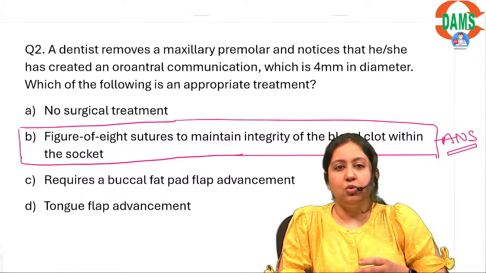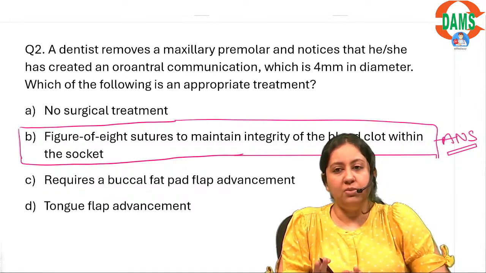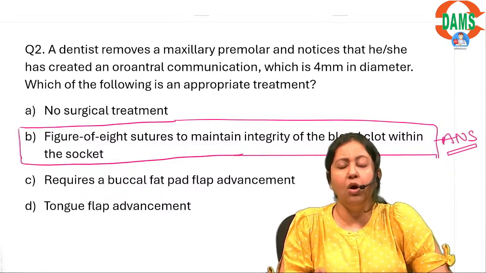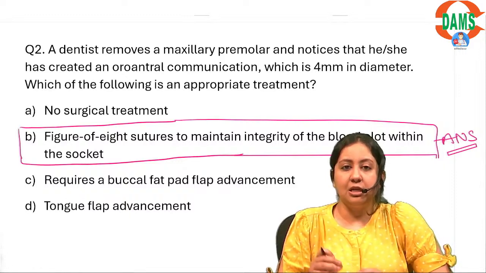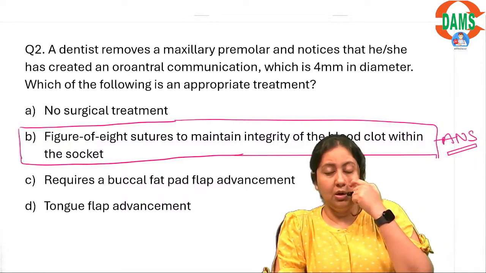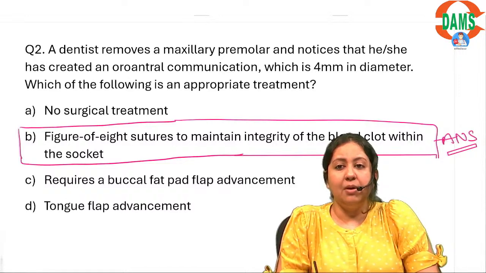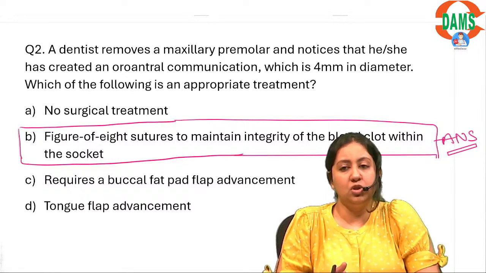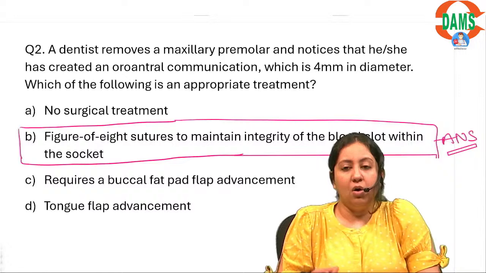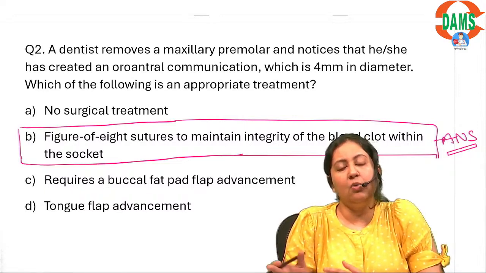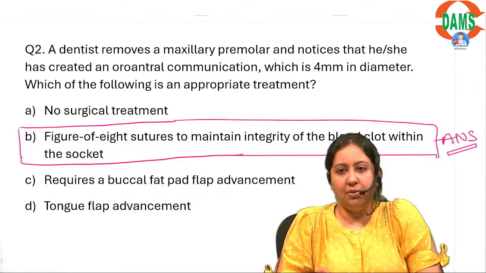Alright, so just to quickly run through it: less than 2 mm, you observe the patient, you don't do anything, you keep the patient under observation, under follow-up. After 2 weeks, if the communication is still persistent, you go for closure. In 3 to 6 mm, your aim is to organize and stabilize the blood clot and suture it. So either you pack Gelfoam or Surgicel in there, and you close it with sutures. And if it is more than or equal to 7 mm, then you require flaps for closure of the communication. Okay.